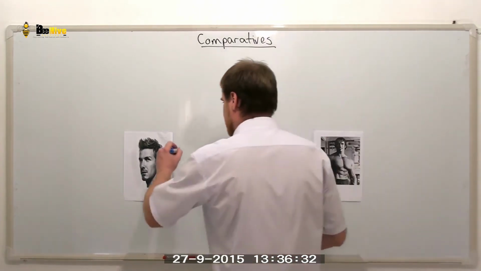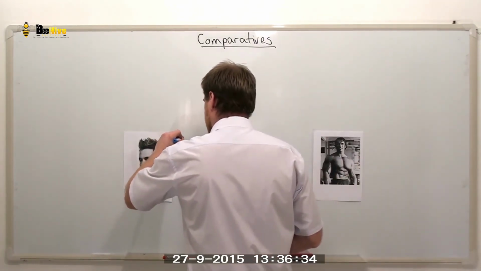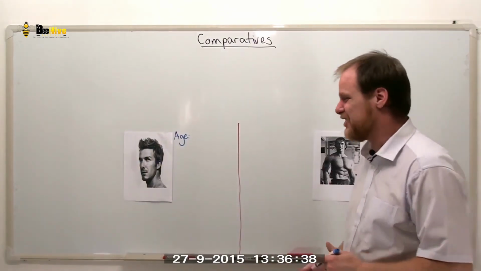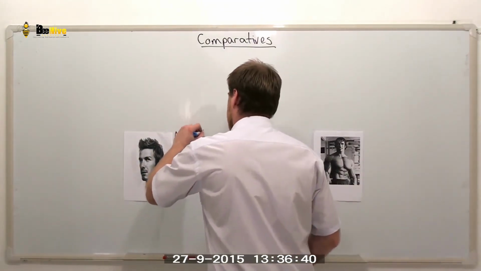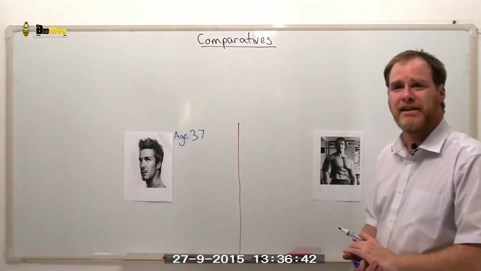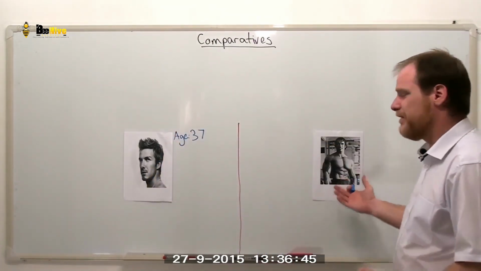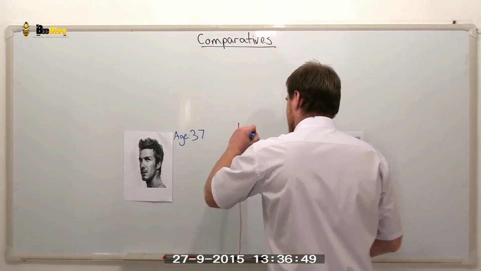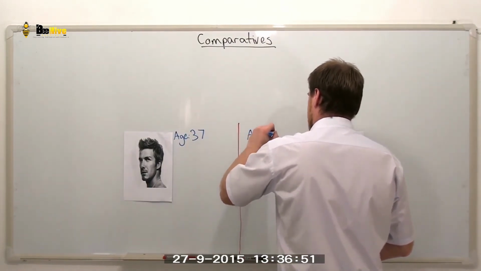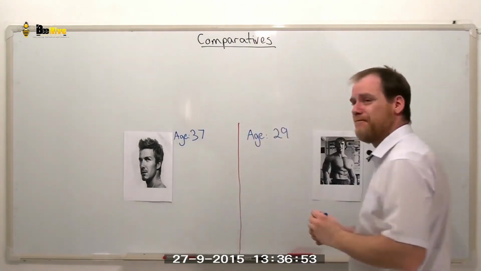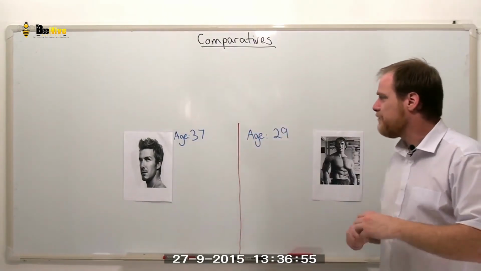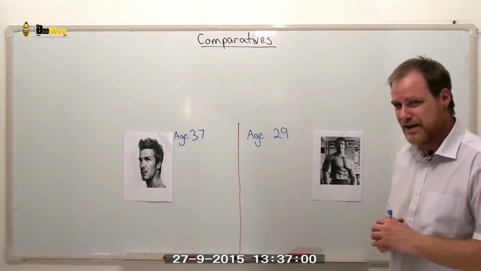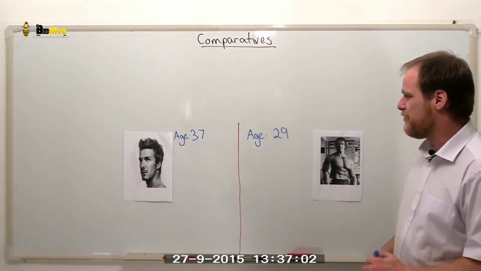All right, so first of all, let's start with their age, okay? So we're going to have a look at age. So how old is David Beckham? Well, I'm not really sure, but we're going to say that he is 37, okay? And in this picture, Arnold is quite young. So in this picture, Arnold's age is 29. Okay? So if we wanted to use our comparative, all right, can you remember the structure?